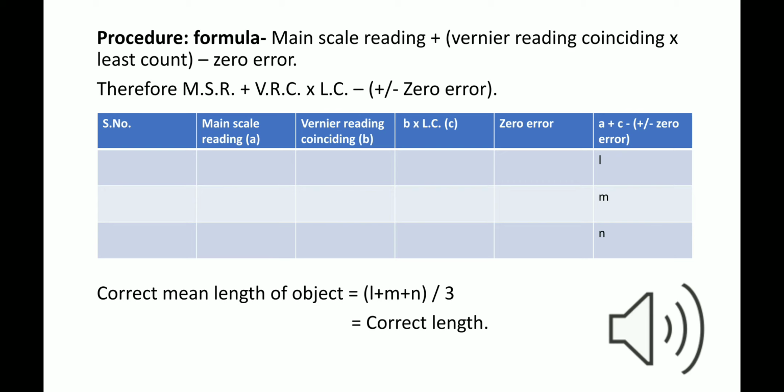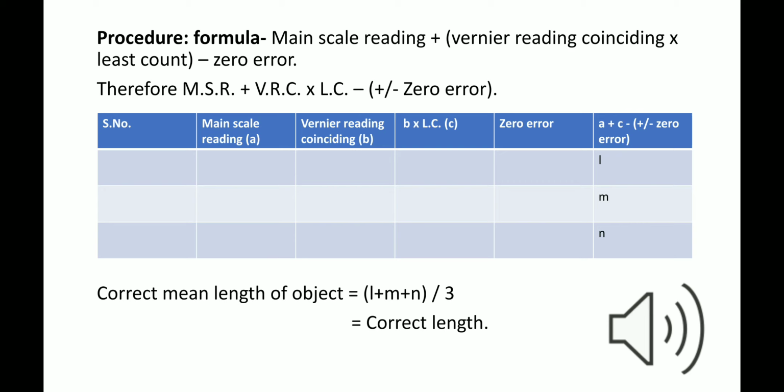Then if A is the main scale reading and B is the vernier reading coinciding, then B into least count becomes C. I have just given an example. So for each coinciding vernier reading, you will get a C. Then, if there is any zero error, you will measure it and write it here with sign. And after that, A plus C minus zero error.